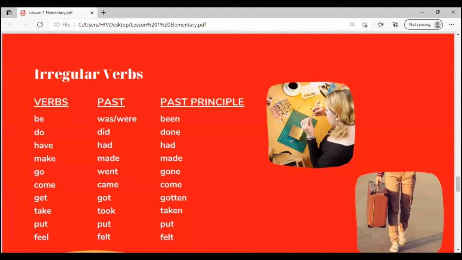Irregular verbs. Be, do, have, make, go, come, get, take, put, feel. The past tense of these verbs are was or were, did, had, made, went, came, got, took, put, and felt. The past participle of these verbs are been, done, had, made, gone, come, gotten, taken, put, and felt.